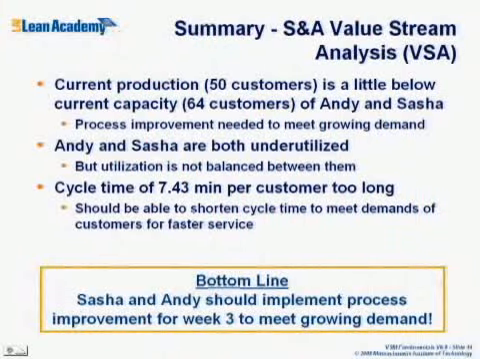Their production is okay. They're below their absolute capacity, but they've got a growing demand. Both of them are underutilized, but their utilization is not balanced between them. And this is a long time for making a customer wait to get a hot dog. 7 minutes. We should be able to shorten the cycle time. So in order to get through next week, Sasha and Andy are going to have to improve their process.